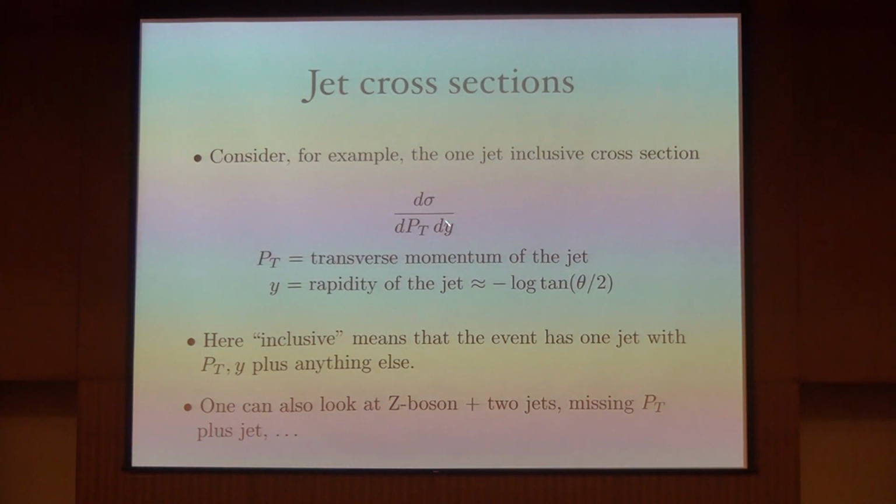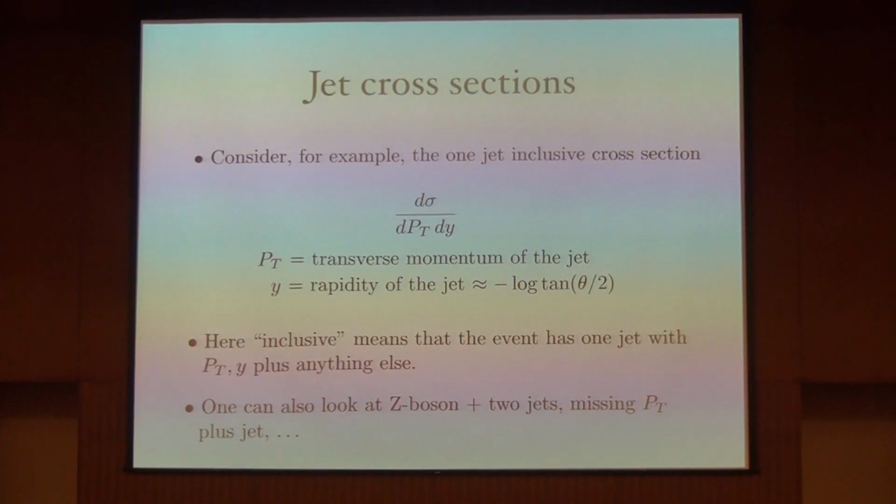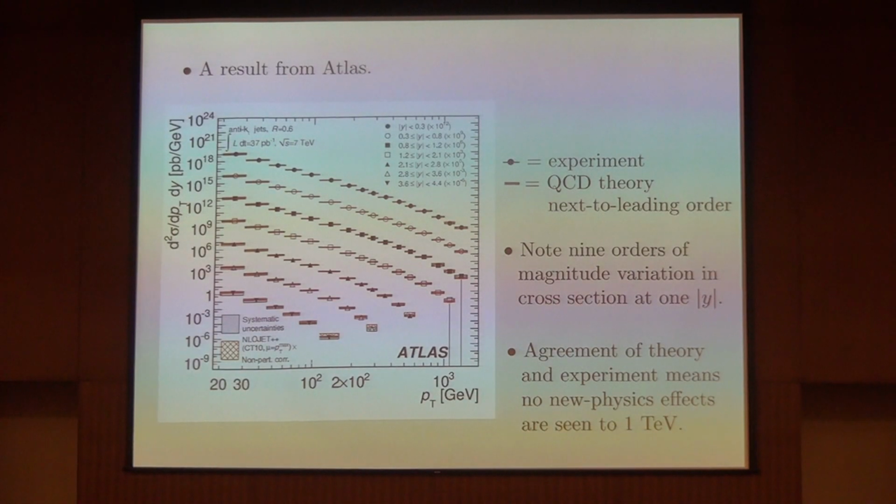So suppose we want to measure that. That's a cross-section you can measure. And it should be an inclusive cross-section, so we're going to measure the cross-section for one jet plus anything else. Maybe there's some more jets. Maybe there's a Z boson. Whatever, it doesn't matter. One jet plus anything else. There's experimental data on that from the LHC. This one's from Atlas, but CMS has similar data.